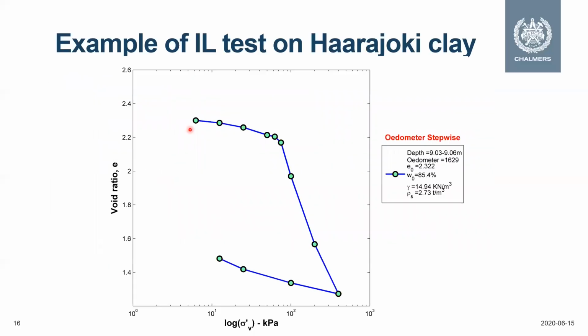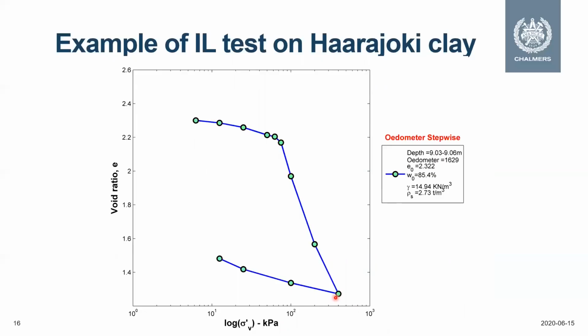So what does the data look like? You see data from 9-meter depth for the Haarajoki test embankment in semi-log scale. From the incrementally loaded oedometer test, you have a very steep initial slope, and then it gets more shallow as the stresses increase.